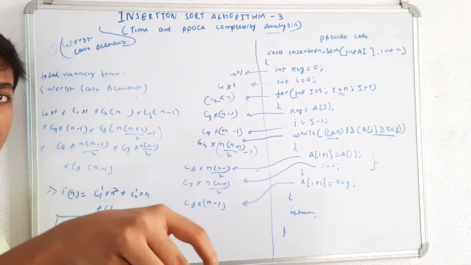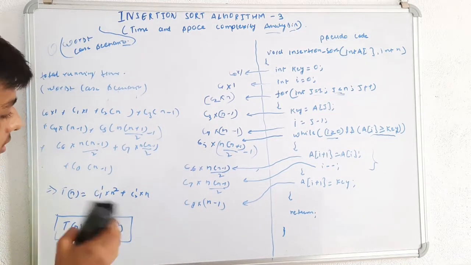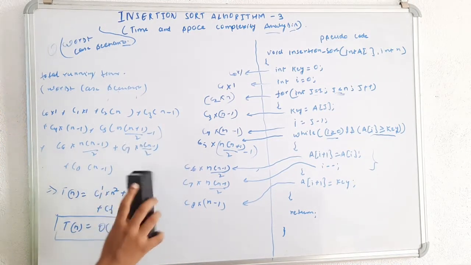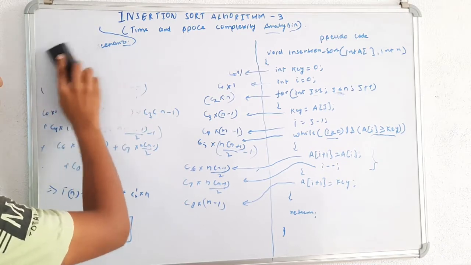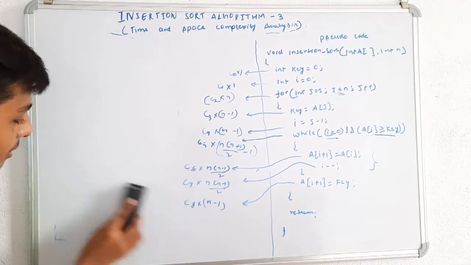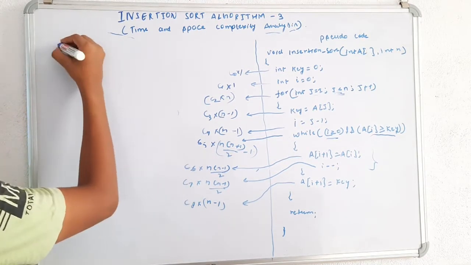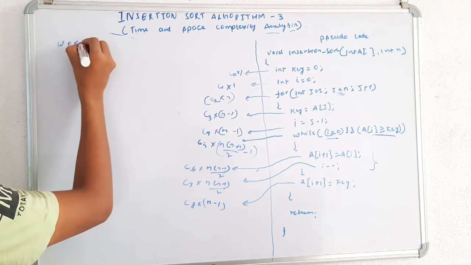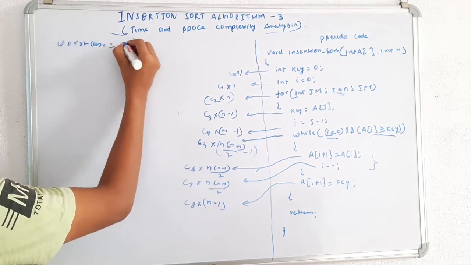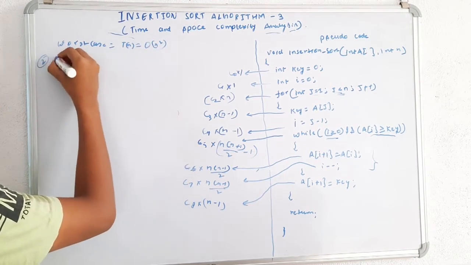Now we are going to see the best case scenario. Just note it if you want, or otherwise I can erase it. Okay, fine. So now let's see the running time of this algorithm for the best case. We got that the worst case is T(n) equals big O of n square. Now let's say second, the best case.